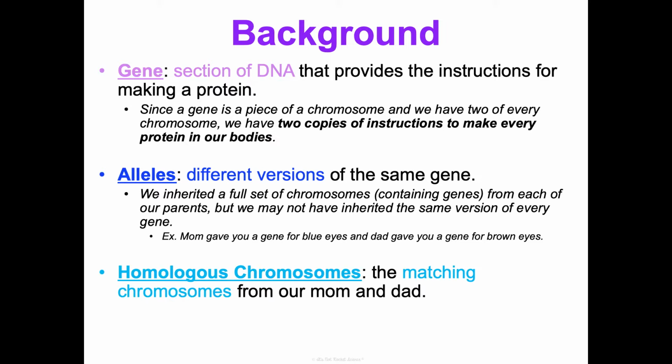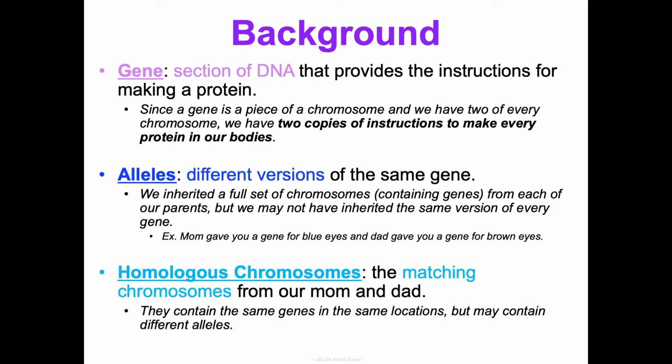Another review, so when we're talking about these pairs, remember we're talking about homologous chromosomes. So those are the matching or the coordinating chromosomes from mom and dad that have the same genes on them in the same locations, but the genes may have different alleles. They may say different things. Okay, so the more we talk about this, the more it's going to make sense, I promise. So that's just a little review. Let's dive in a little bit more.